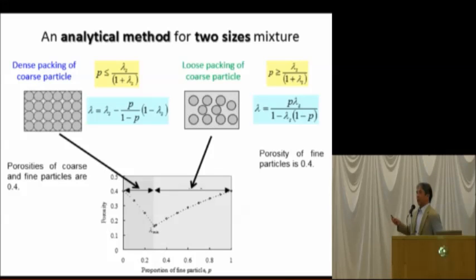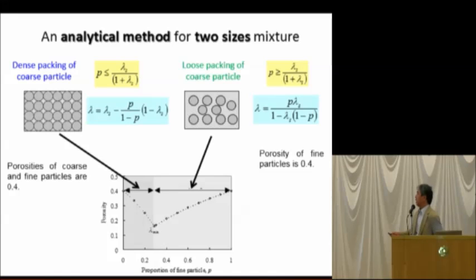And also we put the coarse particles into the fine particles, so the porosity also must decrease like this. The minimum of porosity is like this. So this is very easy. From this very easy analysis, we can get this relationship between porosity and the proportion of fine particles. It is very simple.